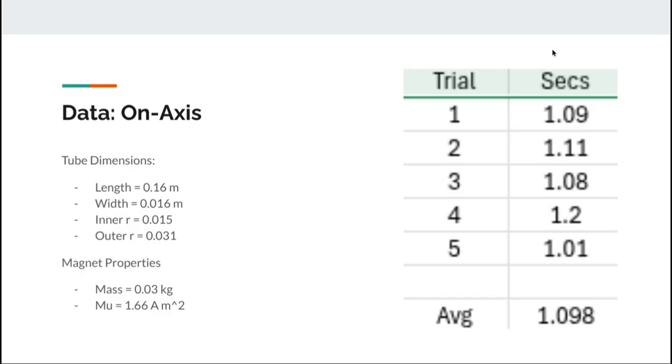Then on the left, you have the dimensions of the tube and the properties of the magnet that we dropped through the tube. And then again, trials 1, 2, 3, 4, and 5, each of the times, and then the average at the bottom, which was again 1.098 seconds.